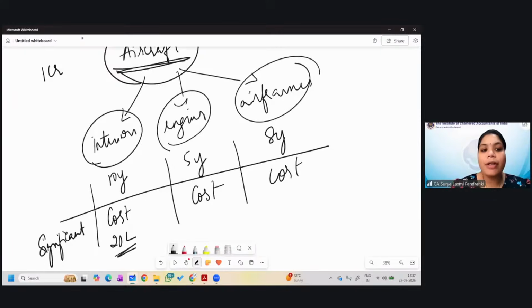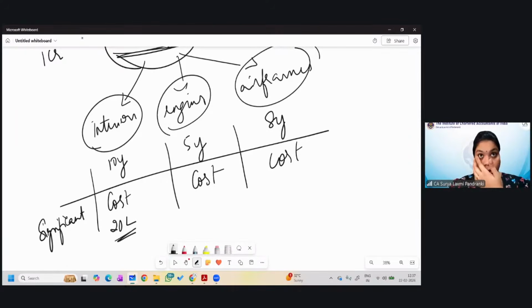Do you think this is a significant amount? Yes or no? When the total aircraft is 1 crore, and to change the interiors it is costing you 20 lakhs, do you think this is a significant amount or insignificant? Yes, it is a significant amount, right? Now, the engine, if it has to be replaced, it will cost you 50 lakhs. Is this a significant amount? Definitely yes. And all the airframes and all will cost you some 10 lakhs. This is also a significant amount, right?